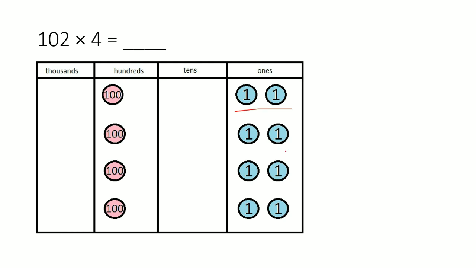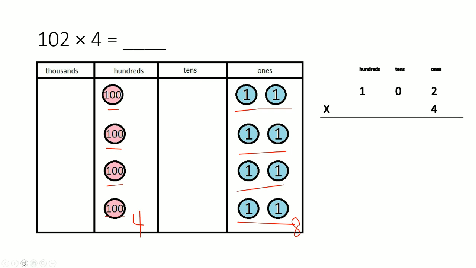There are 1, 2, 3, 4. 4 groups of 2 ones gives us 8 ones. Are there any tens? No, 0 tens. And there are 4 groups of 100 to give us 4 hundreds. Now we have 4 hundreds and 8 ones. How do we represent this in our working?